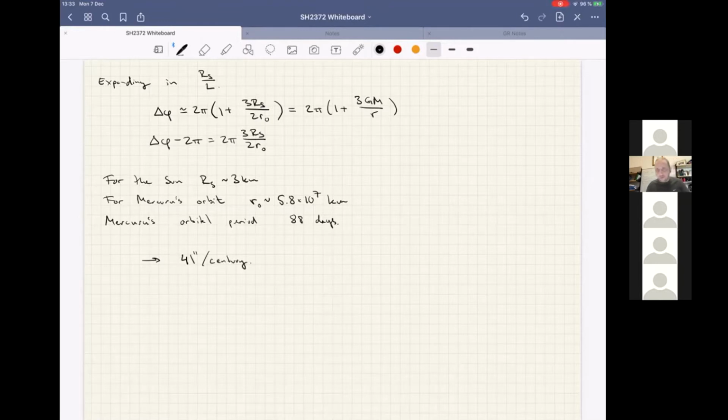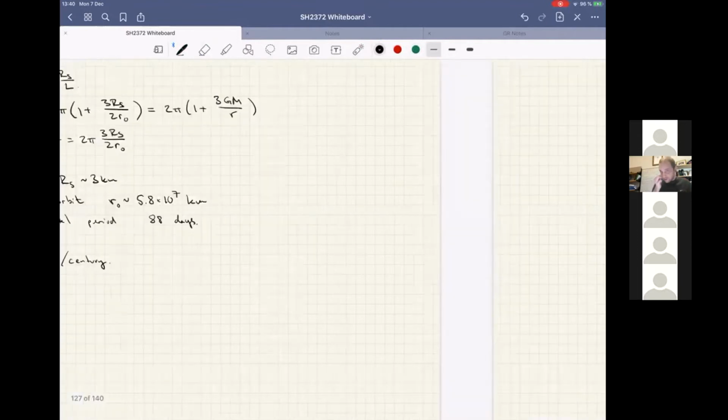And if you do a more careful analysis, you will find that it's approximately 42, which was exactly the difference between the Newtonian predicted result and the observed result. So the GR effect indeed accurately describes this discrepancy between the Newtonian result and the observed result. So the second classical test of GR, you might have heard of this.